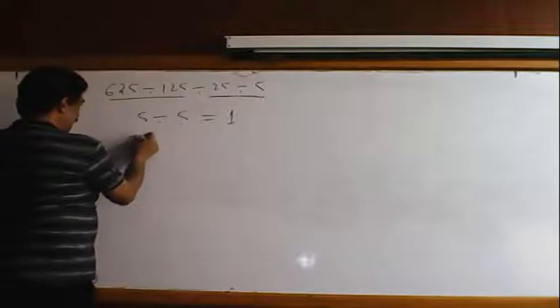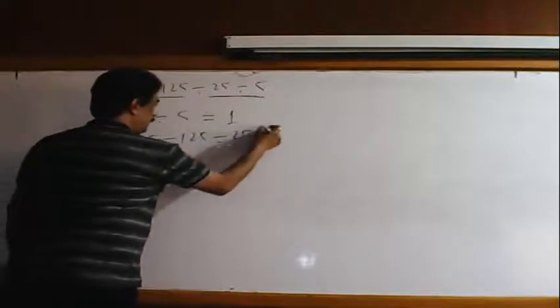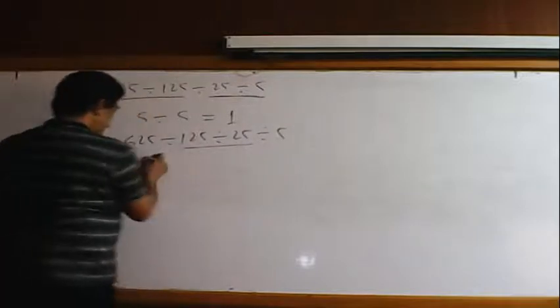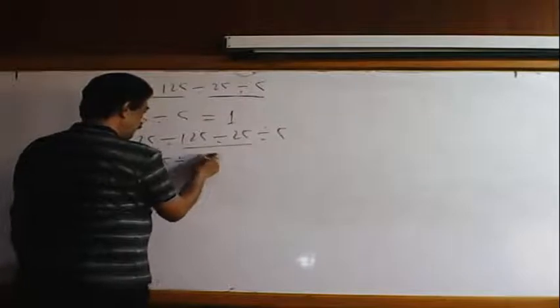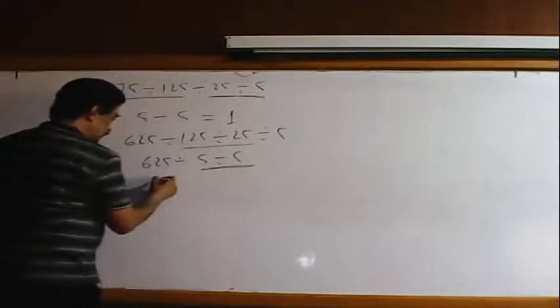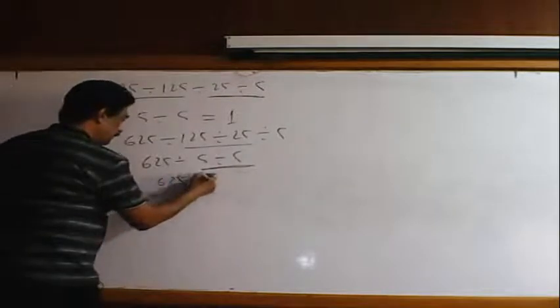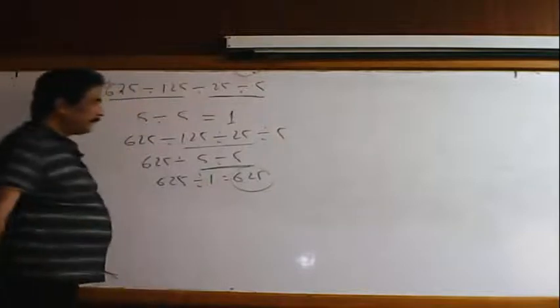Say 625 divided by 125 divided by 25 divided by 5. I start from here. So 625 divided by 125 by 25 equals 5. 5 divided by 5, I write 5 divided by 5 equals 1. So 625 by 1, your result is 625. That is also your option.